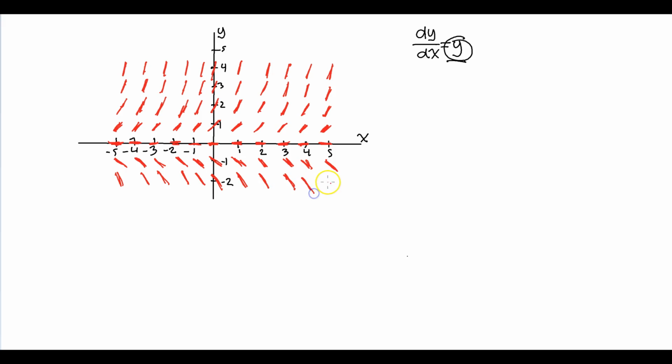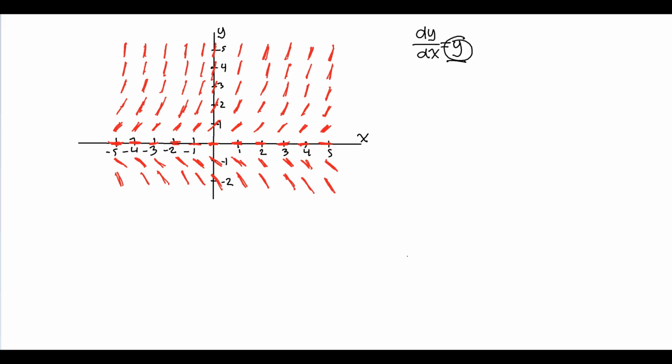Okay, so we have a pretty well-drawn slope field over here. Let's just draw 5. So we get all these points down. Okay, so we have a pretty good slope field drawn here. And what can we do with this in the first place? What do we do with it?